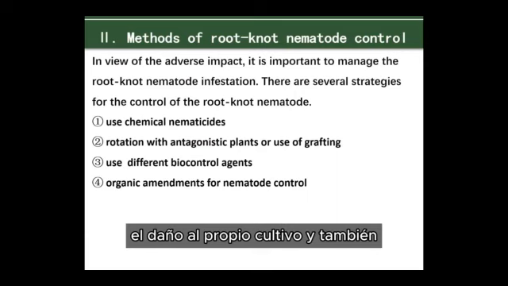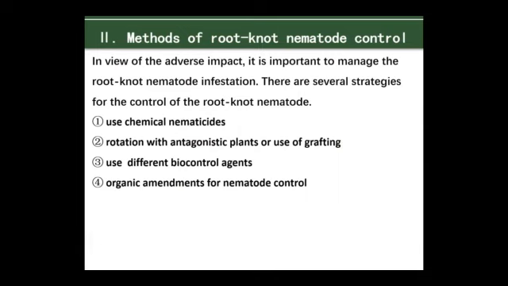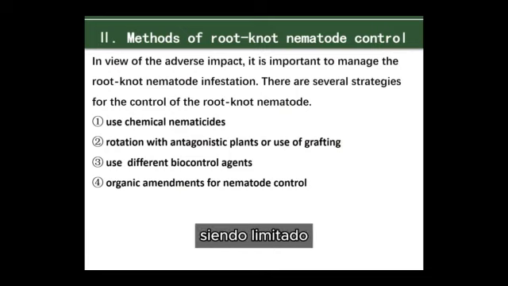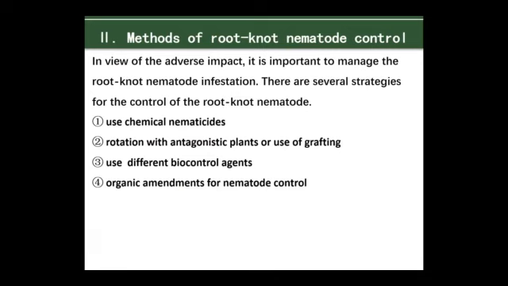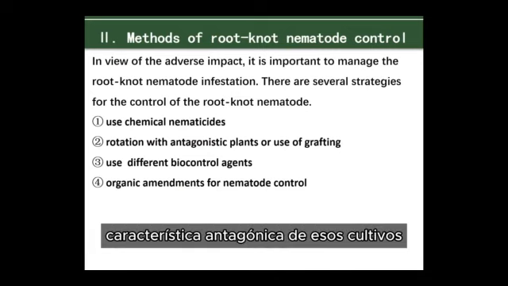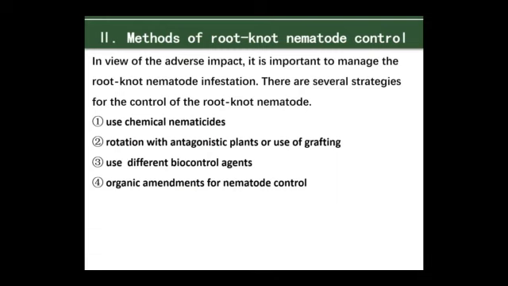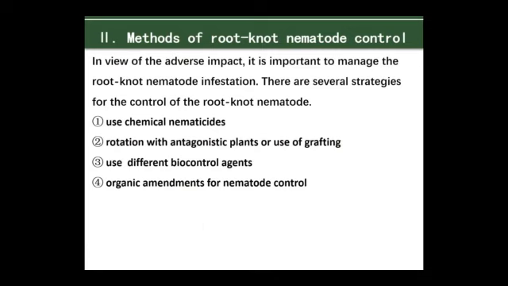Two, rotation with antagonistic plants or grafting. The antagonistic feature of those crops has highly reduced the nematode population. Three, use different biocontrol agents. Biological agents like fungi, bacteria, actinomycetes, and others are host specific and have the potential to kill the plant's parasitic nematodes.